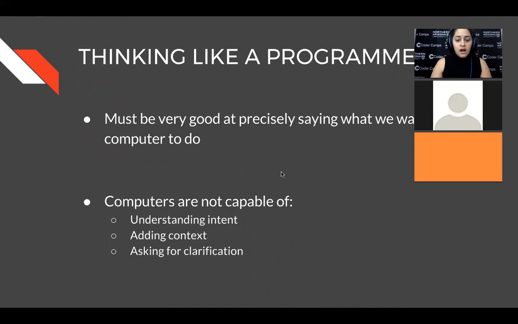But computers are not capable of understanding intent, adding context, or asking for clarification. So when you're talking to another human being, if they don't understand something, they'll ask for clarification, or they'll add some context to it, or they use context clues to understand what's going on and understanding the intent of something. So you don't have to be as precise to another person as you do to a computer. A computer, you have to tell it exactly what to do, when to do it, and how to do it.